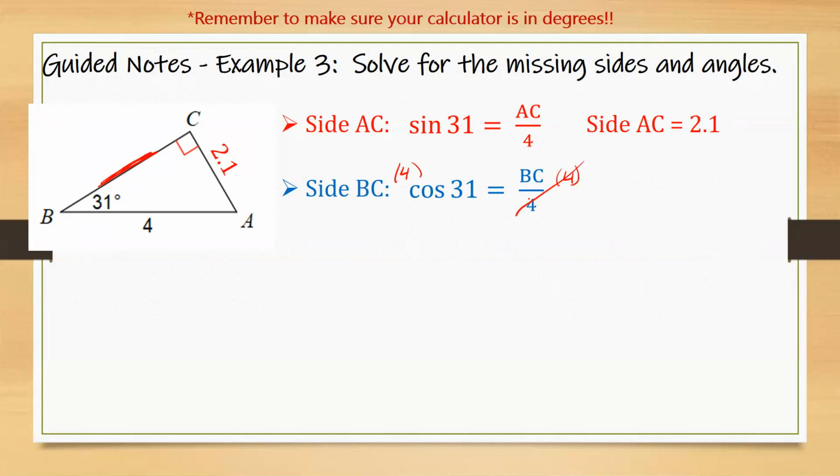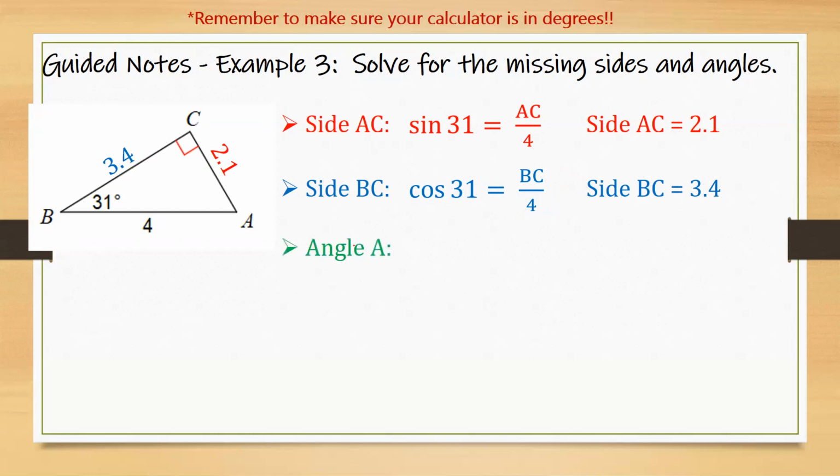And you're going to get cosine of 31 times 4, and that will give you 3.4. Again, check. Yep, that's the right number. That makes sense, and that's definitely smaller than 4, so we should be good to go.